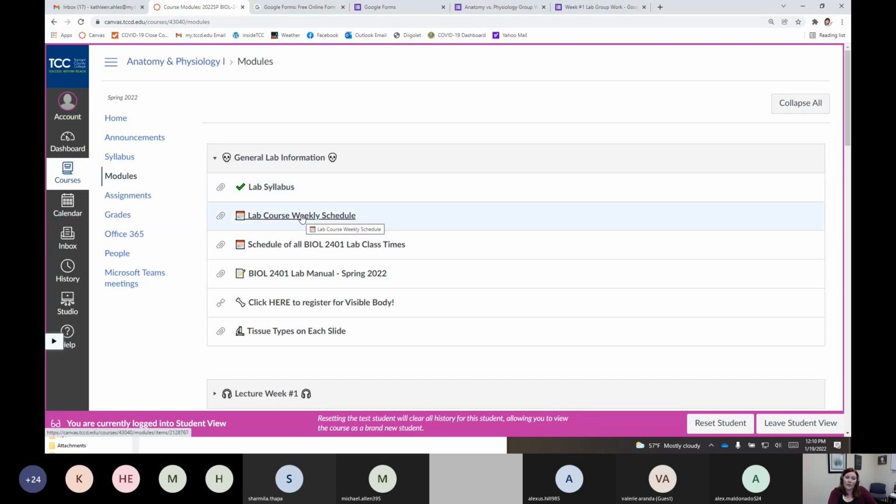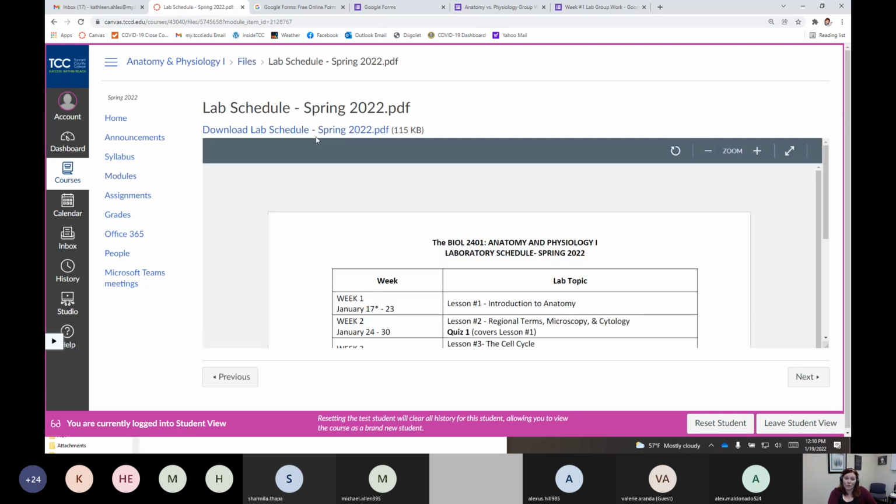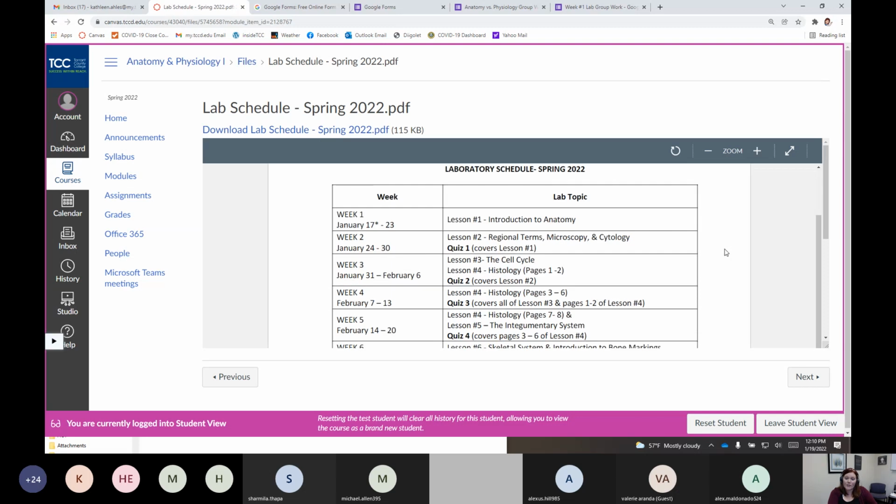What would be helpful for you to download and possibly print is our lab schedule. So this shows you that here we are in week 1. We are covering lesson number 1. Notice that in week number 2, we're covering a different lesson, lesson number 2. We're also taking our first quiz.